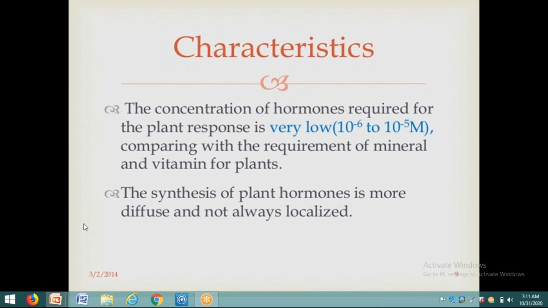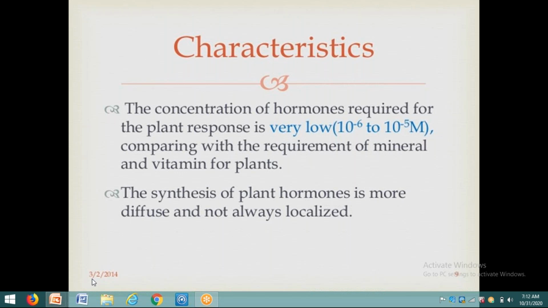What are the different features? First of all, the hormones are required in very low amount. It is not the case that the requirement of hormones is very high. It doesn't happen that in seed germination the requirement is low and in fruit ripening the hormone requirement is high. The concentration of hormone which is required for the plant growth is always very low.